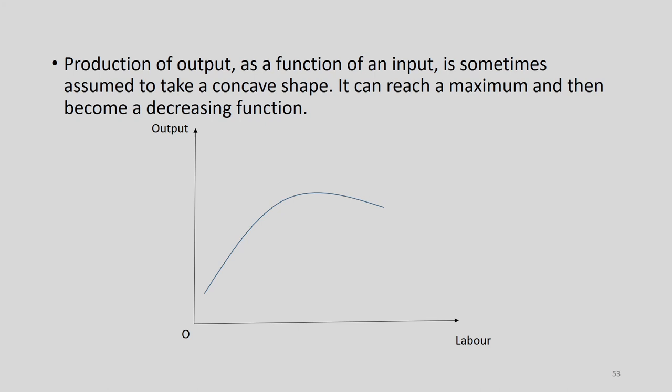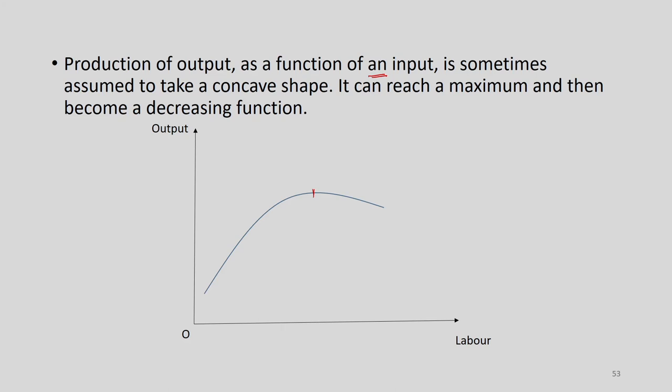Can there be a concave function in real life? So here is an example of a concave function in real life. This is not based on data, unlike the previous function, but just pay attention to what we have written here. Production of output as a function of an input, just one input, is sometimes assumed to take a concave shape. It can reach a maximum and then become a decreasing function, in fact. Notice here the function is like an inverted U. It is rising, reaching a kind of maximum here, and like an inverted U, it is going down.